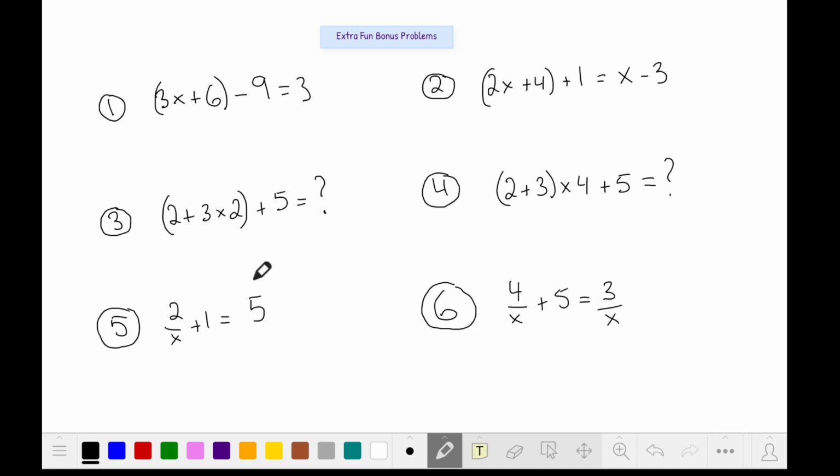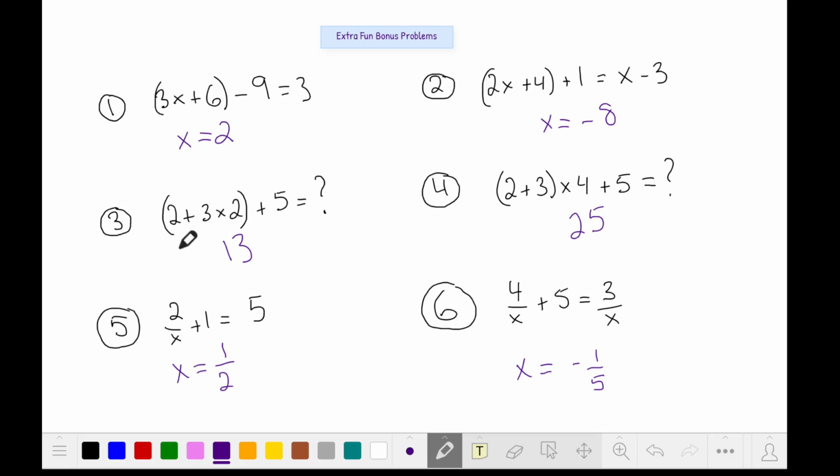And then finally, for problems number 5 and 6, I've got brackets stuck underneath. Sorry, not brackets. I've got the variable stuck underneath. Remember how to get rid of those. And then 6 is going to be a little bit trickier because I've got x's stuck underneath on both sides. So just take a second, hit pause. I'll write out the correct answers underneath, and just give yourselves a chance to do it without my help.